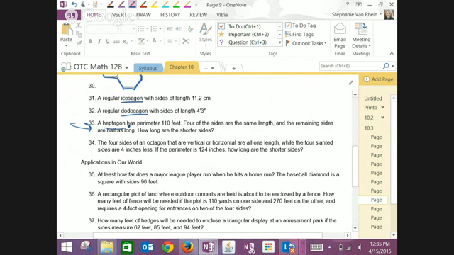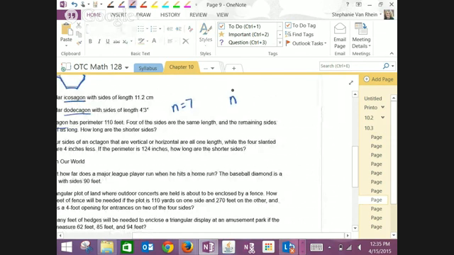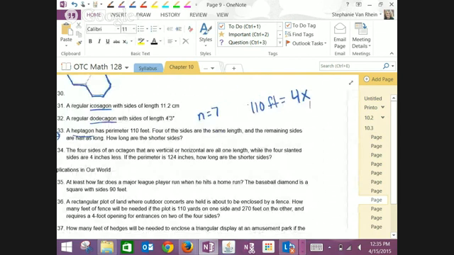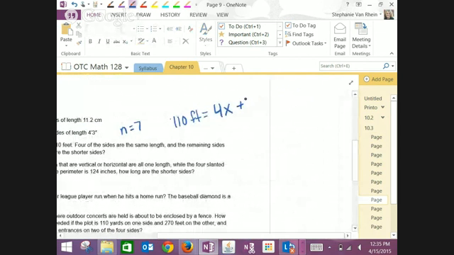So heptagon has how many sides? Hep, 7, right? So I know the perimeter is 110 feet. 4 sides are the same length, so 4 times x, and the remaining sides are half as long. There's 3 sides, right? And they're half as long, and I can write that as x over 2, where x is the side length, right?